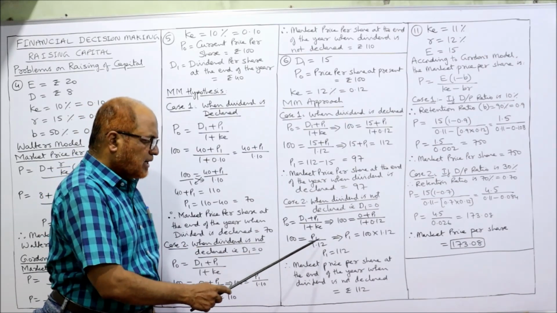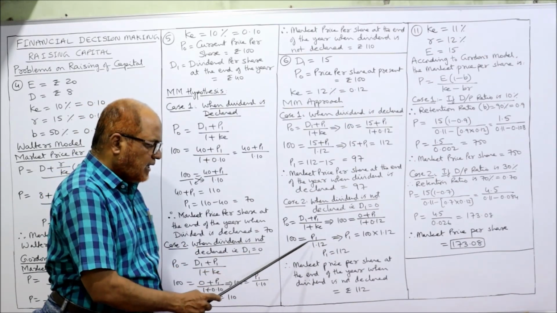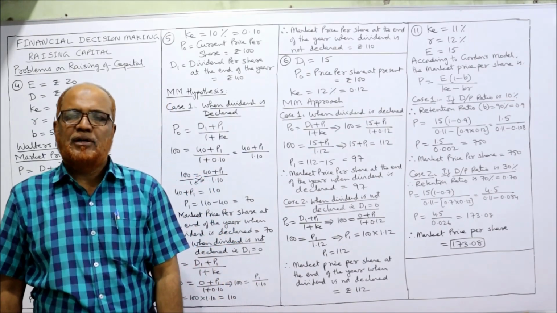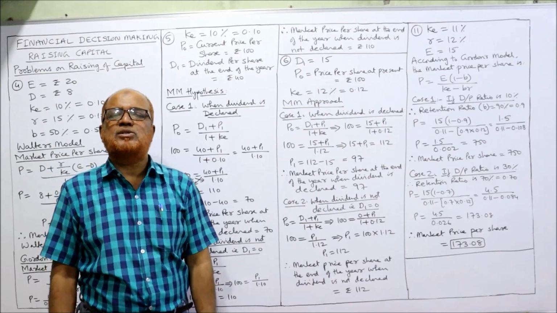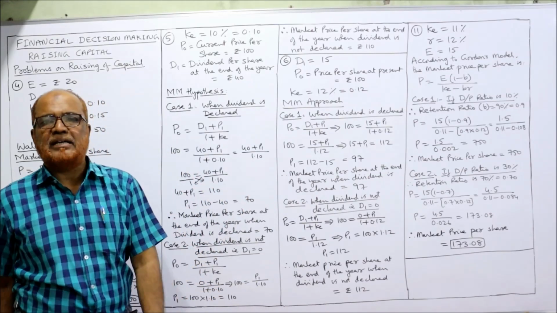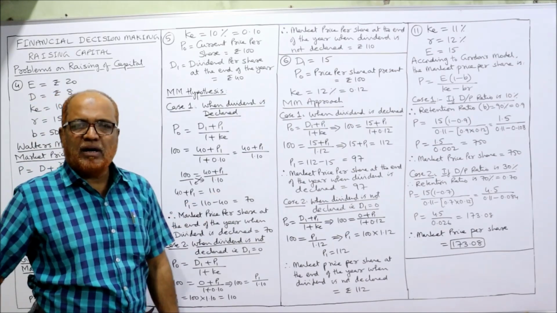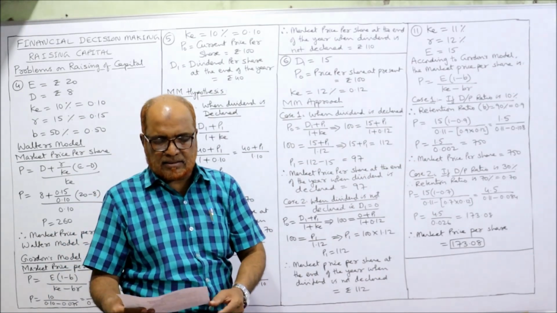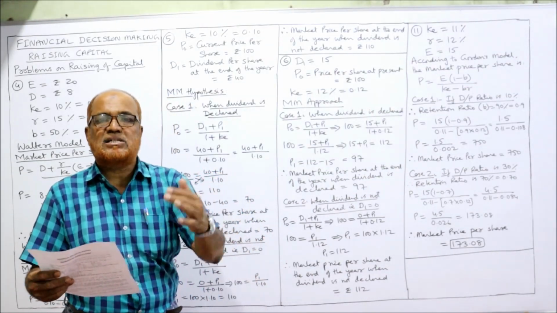Now we make a cross multiplication. P1 is equal to 100 into 1.12. You will get 112. So 112 is the market price per share if the dividend is not declared. That's it. This is the end of problem number 6. The 7th, 8th, 9th, 10th problems we'll do in the next video.